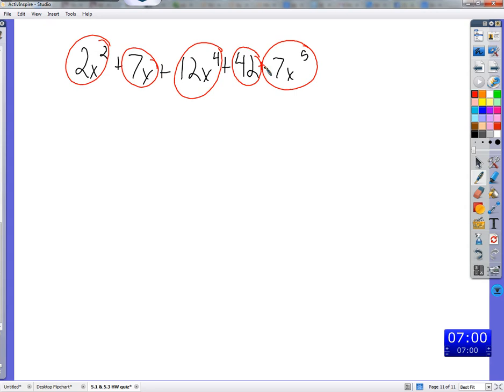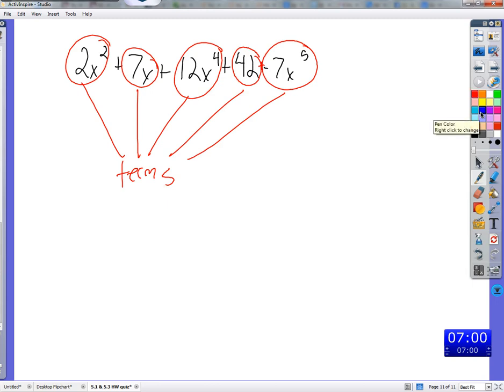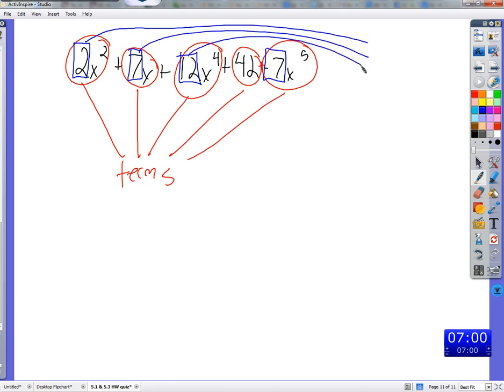So everything that's separated by addition is called a term, okay? These are all terms. Your 5 looks like an S. Okay, what are these things called? They're multiplied by the variables. Not this one, that's a constant. The numbers multiplied by the variables are called coefficients. Good job.